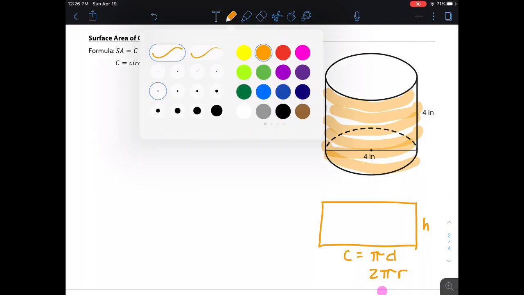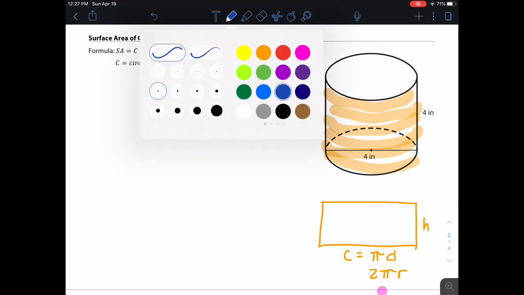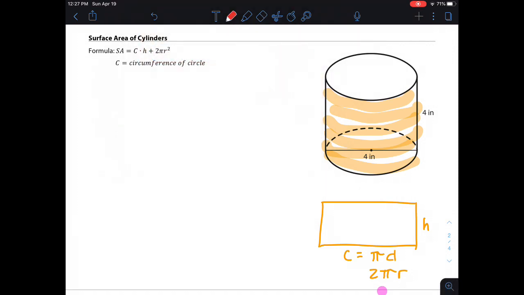Okay, so what do we need to find? Well, first things first, we got to find the circumference of the circle, right? So let's find the circumference of the circle because we have the height over here is 4. One thing we could do is say, I know that this dimension here is 4, and that's my diameter, right? That means my radius is half of that, so my radius is 2. So just so I have these things handy, right? And so this is my h over here. So this is the height. So the only thing I need to find is the circumference of the circle. So we're going to use pi d.